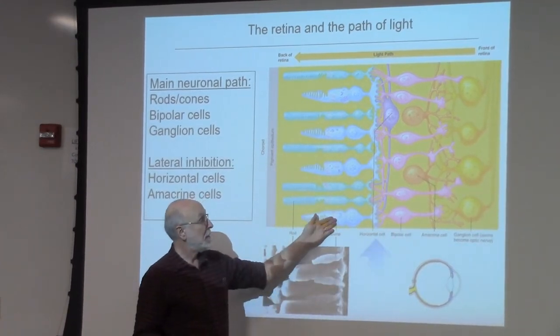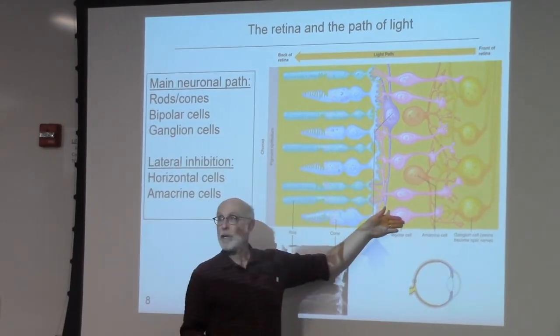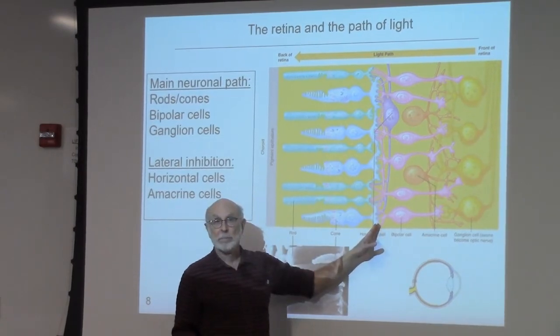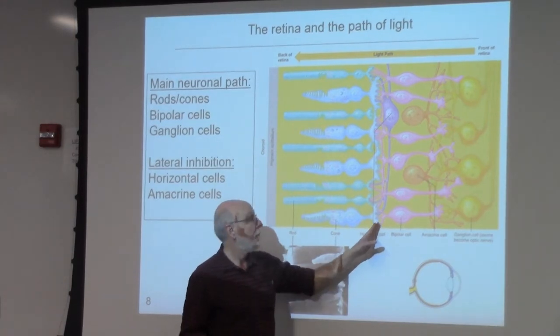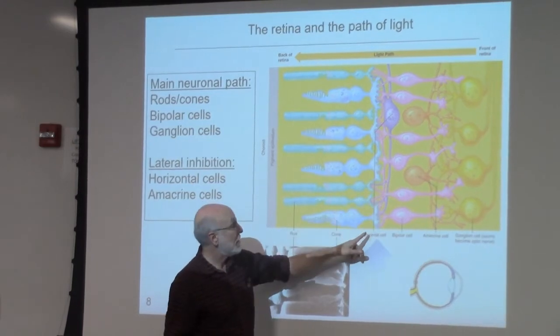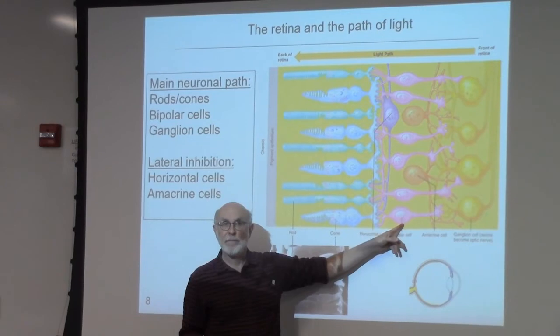There are synapses between photoreceptor cells and bipolar cells in this layer here, called the outer plexiform layer. That's not a name we need to know. So this is supposed to be cartooning synapses between a cone and its bipolar cell.